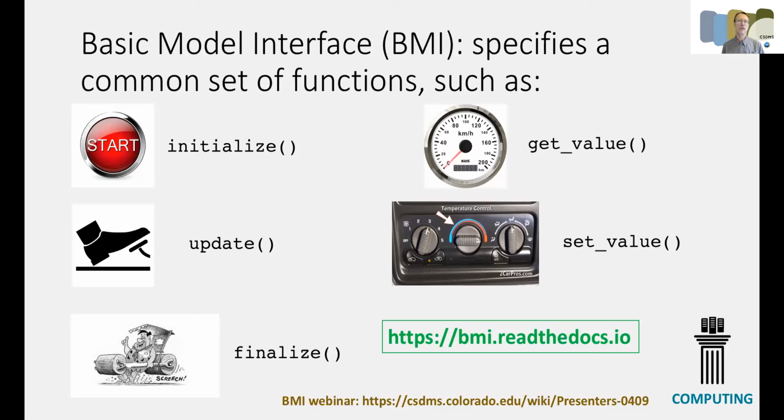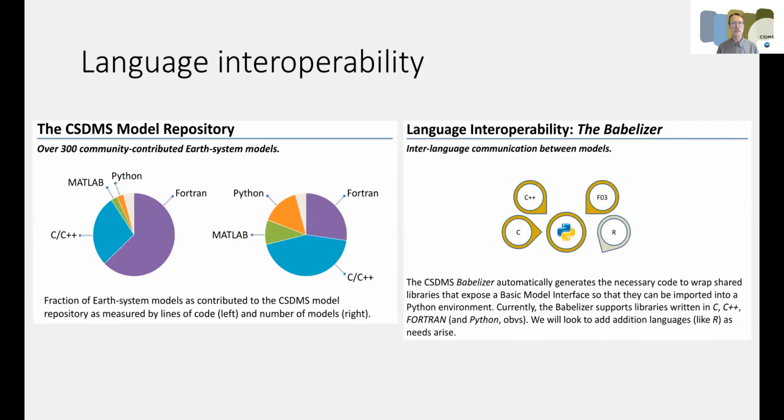The BMI has been adopted by a variety of research groups around the world. It's been used, for example, by folks at the USGS for some of their water modeling, by folks at Deltares in the Netherlands for some of their model coupling needs, by another agency in the Netherlands called the Dutch eScience Center, among others. So the next set of ingredients has to do with language interoperability.